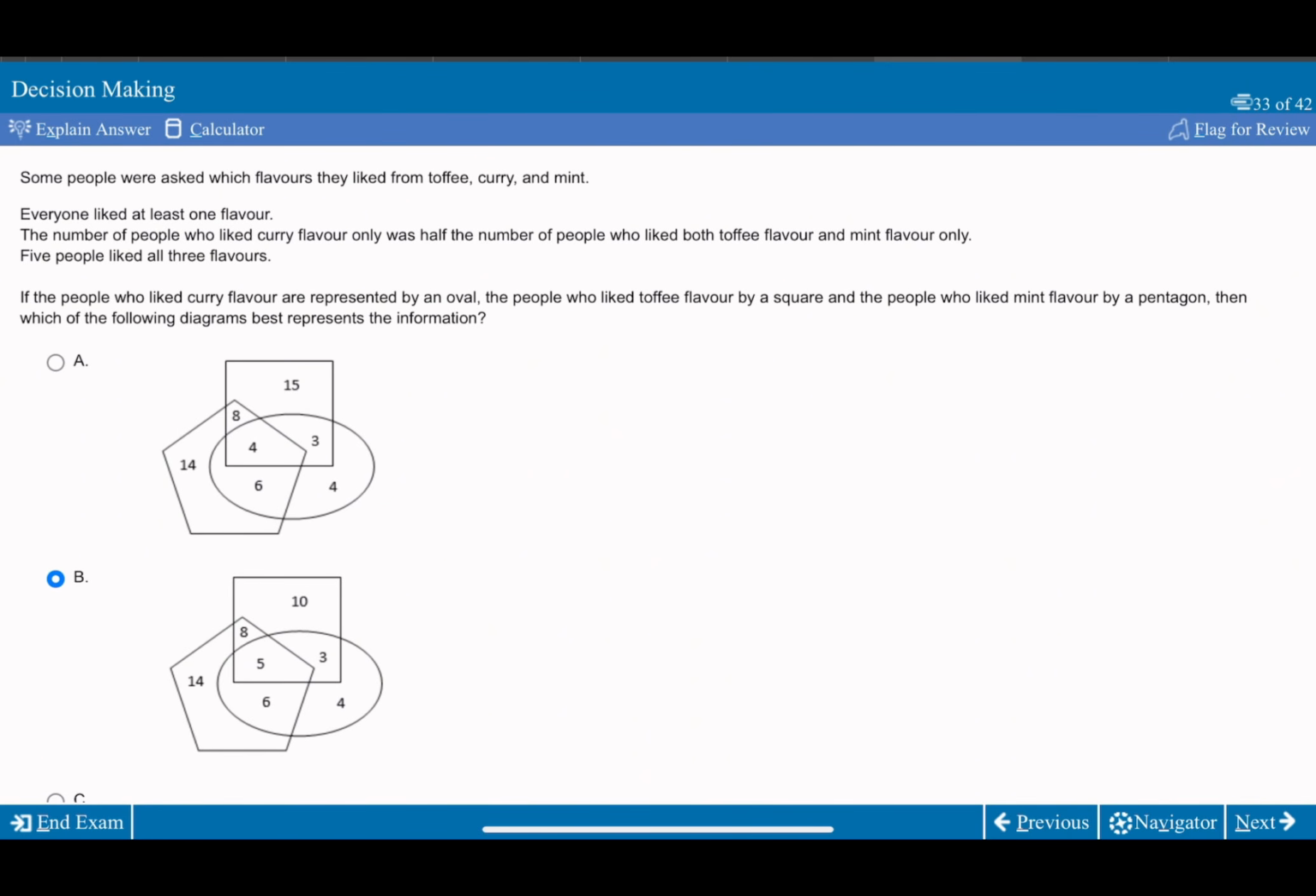I think this one's a little bit nicer because they've told us what it is definitively, like curry is oval, toffee is square, but sometimes they don't do that. Sometimes they just leave it ambiguous, which definitely makes it a lot harder.